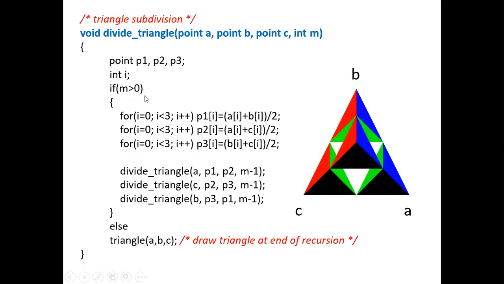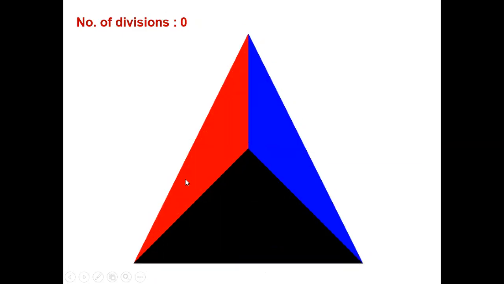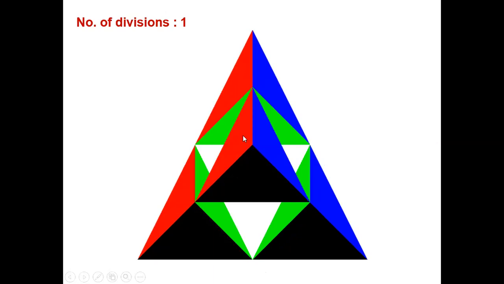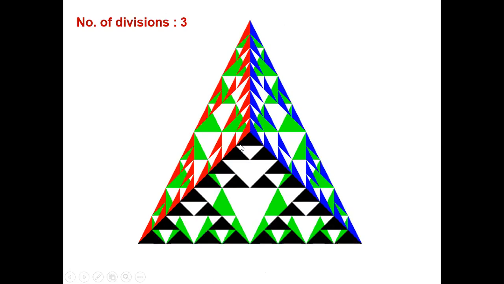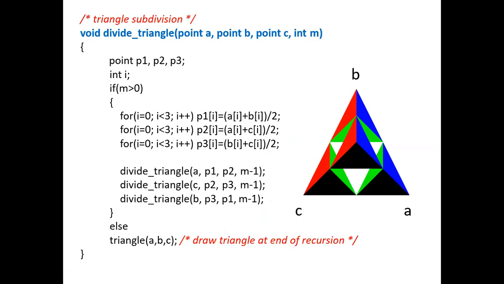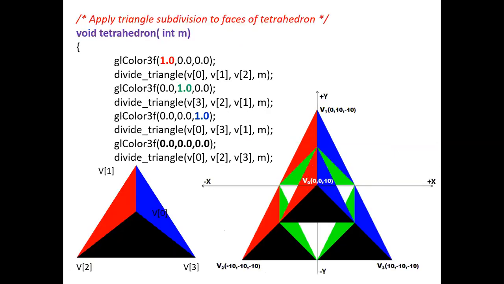So if M is greater than 0, we have to call the divide triangle function recursively. Else, if M is equal to 0, we are just calling the triangle function, triangle ABC, because if M is equal to 0 we will get only the original tetrahedron. That means we are not dividing; the number of divisions is 0. If M is equal to 1, then we are dividing the tetrahedron. So this is your divide triangle function.